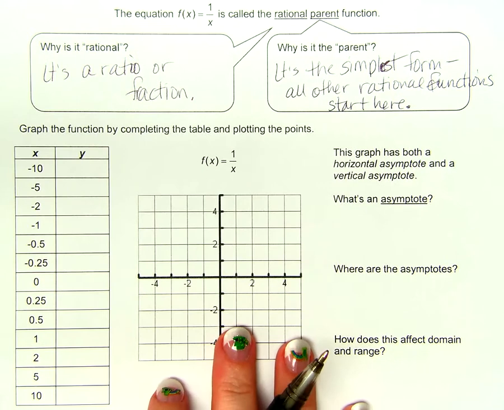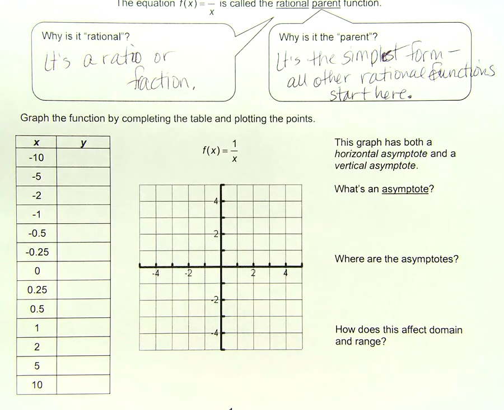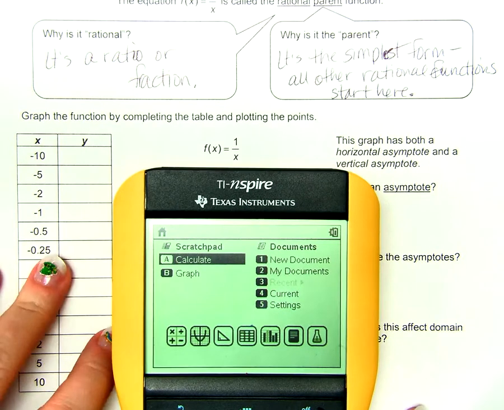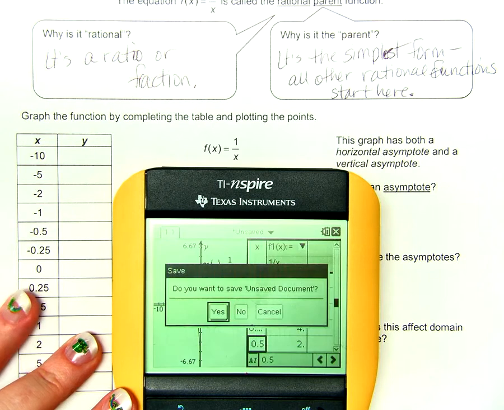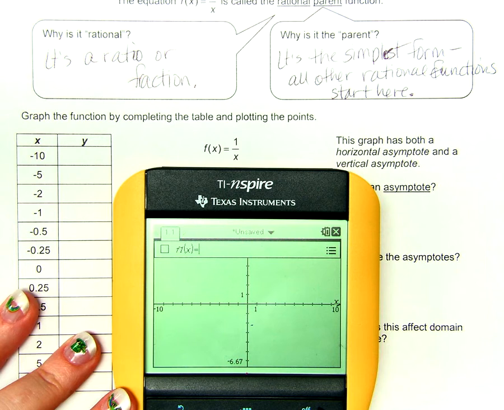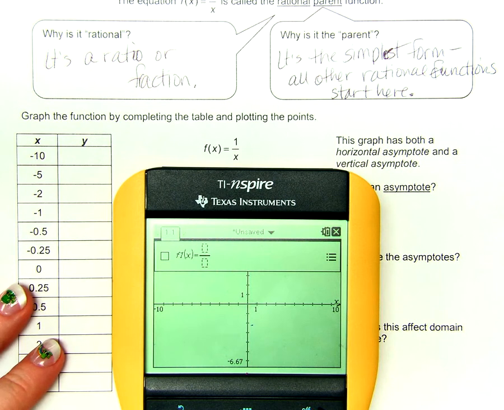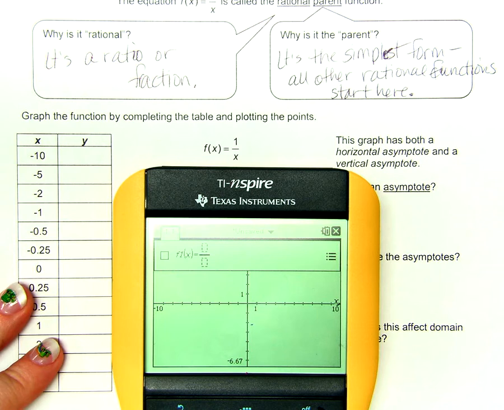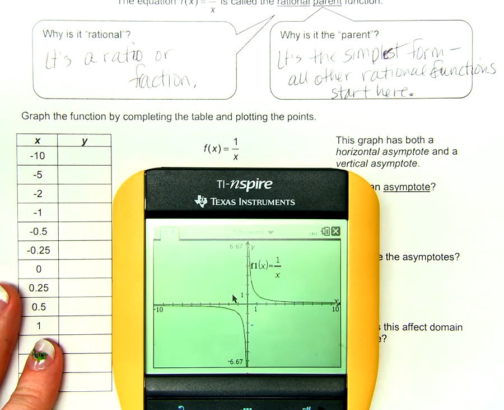Okay. So let's graph this rational parent function. Let's get a table and let's plot the points. There are some things I need to make sure you know about. So let's start a new document in our calculator, and let's make it a graph. Have we talked about control divide yet? Look what happens when I press control divide. It gives me a fraction. I don't have to figure out parentheses or anything like that, okay? So 1 over x is what I want. And I need my table, so I need control T.